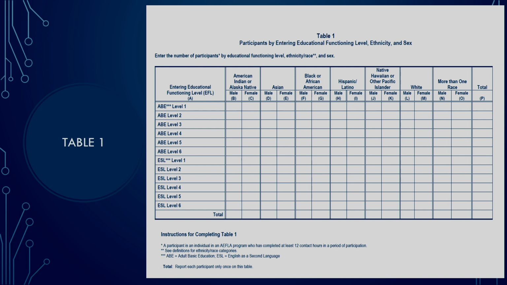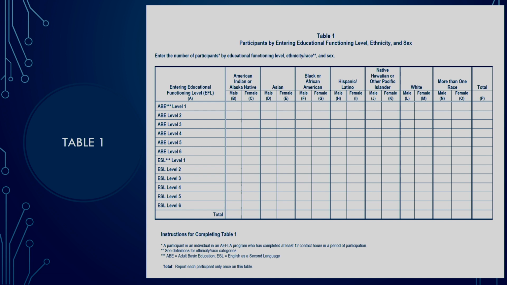To get back to Table 1, as I said before, it deals with participants with their EFL, their ethnicity, their sex. So their entering educational functioning level is all dependent upon their lowest pretest level. So if a student takes, say, a CASAS test and they score an ABE level 2 and an ABE level 3 on both of their tests, they will be put into the ABE level 2 line, as that is their lowest functioning level on their tests.